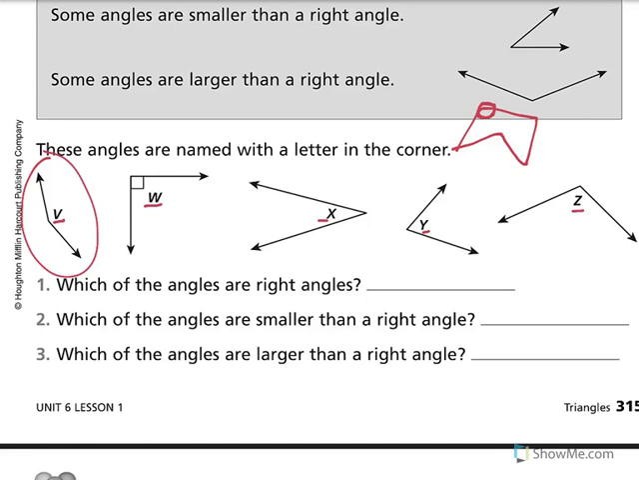So this first question is, which of the angles are right angles? I'll give you a second to think about it.